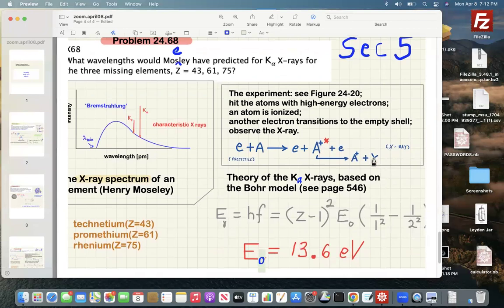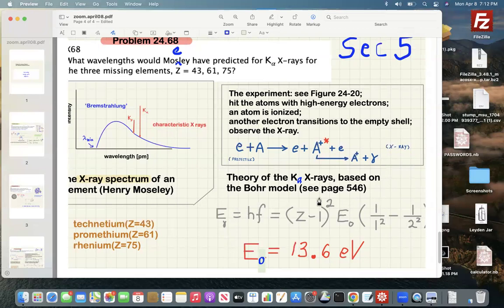The photon here will have an energy h times the frequency. h f is the energy of a photon. And it's just like a transition between hydrogenic energy levels. It's the hydrogenic energy, 13.6 electron volts times 1 over n final squared minus 1 over n initial squared.